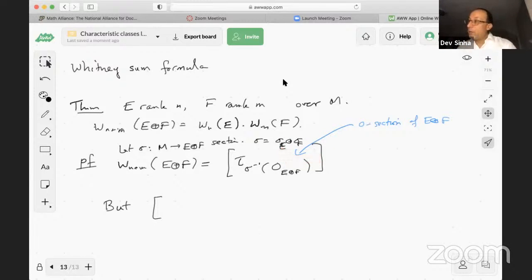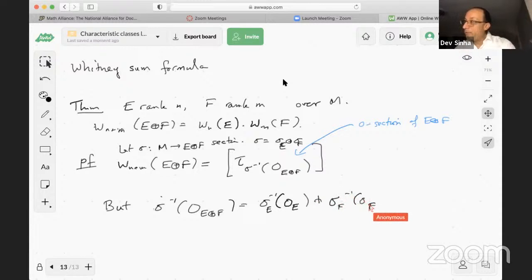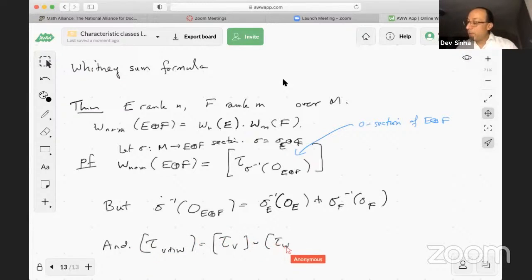So what this is then is, sigma inverse of zero of E plus F is sigma_E inverse of the zero section of E intersected with, and we're assuming some transversality here, sigma_F inverse of zero sub F. But one of the main things we showed is, you know, basically tau of V intersect W is tau V cup tau W.